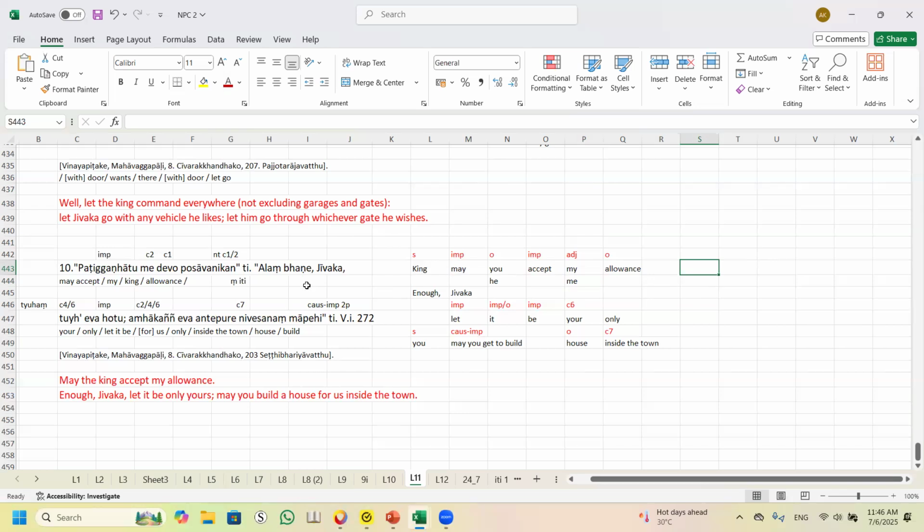Bhane means something like friend, because the king is of higher level. We don't translate this bhane, it means friend. Jivaka, so we just say Jivaka. We say enough, Jivaka. So this line is complete. Any question after this?